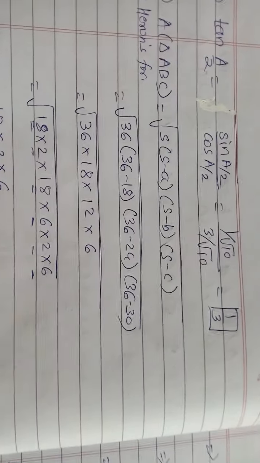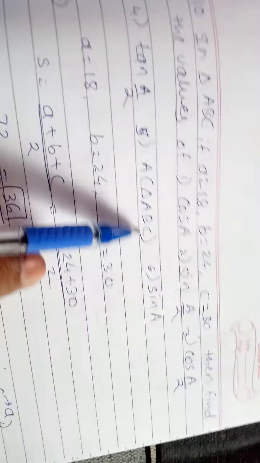Next, we have to find the area of triangle ABC. See the question, that is the area of triangle ABC, and lastly we have to find sin A. So for the area of triangle ABC we have to use Heron's formula: root of s into (s minus a), (s minus b), (s minus c). Just put down these values: 36, 36 minus 18, 36 minus 24, 36 minus 30. So 36, 18, 12 and 6.